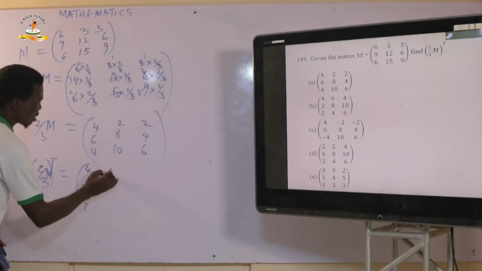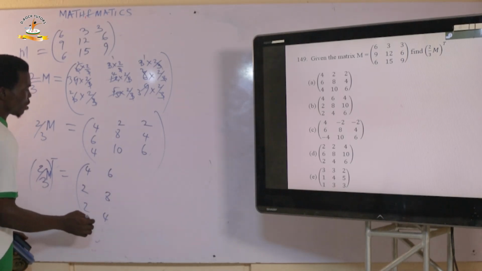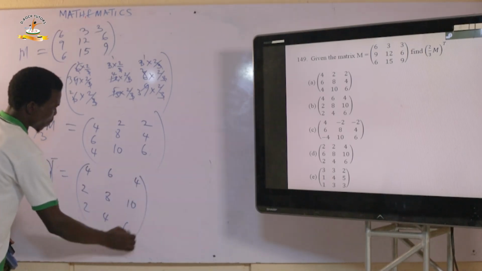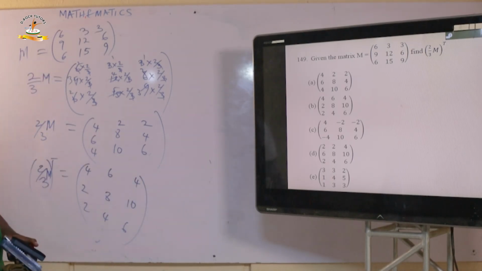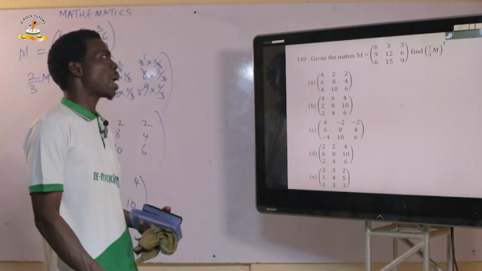and the next is 6, 8, 4, and last but not the least is 4, 10, 6. So this is my transpose of this. So let's look for the one that has that 4 6 4, 2 8 10, 2 4 6, and that is option B. So the correct option is option B.